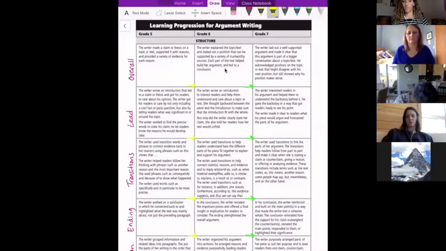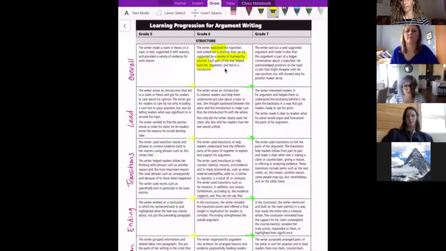So the writer, let's look at grade 5, and the assumption would be I'm a grade 6 teacher. So the writer made a claim or thesis on a topic or text, supported it with reasons, and provided a variety of evidence for each reason. Now going next, we're going to talk about how they, there's a new word, they explain the topic that can be supported with a variety of trustworthy sources. The other one was just reasons. And then each part of the text helped build the argument, so build an argument, and led to a conclusion.